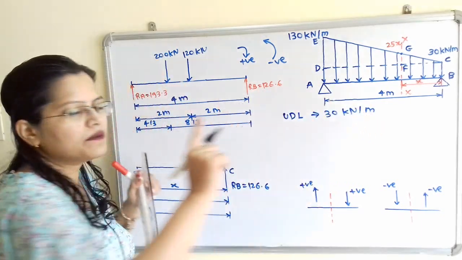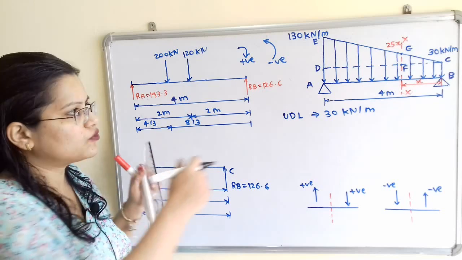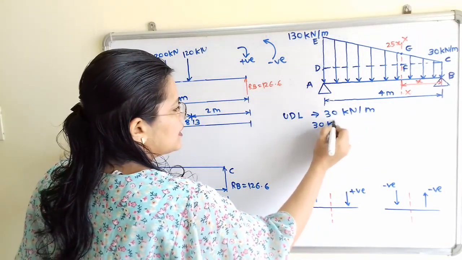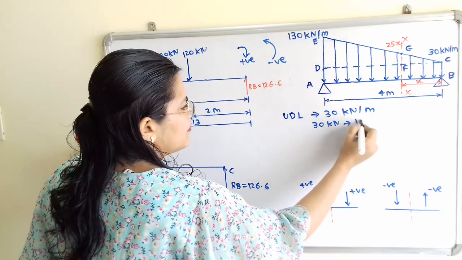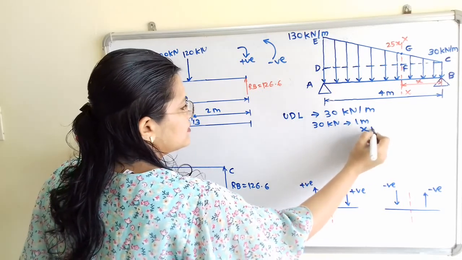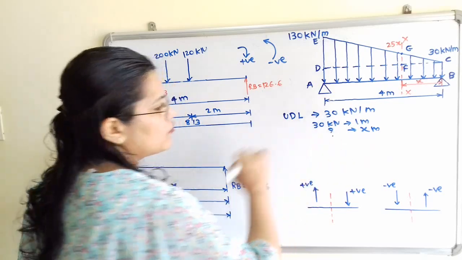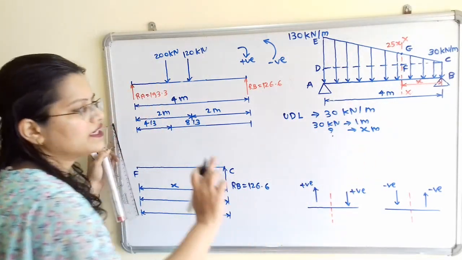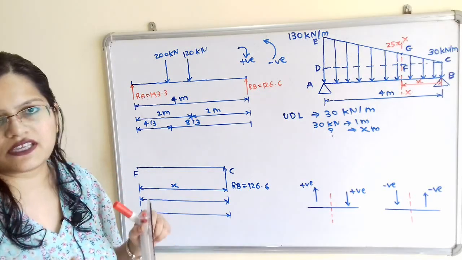That means for 1 meter, the load is 30 kilonewton. So the total distance x is given. So 30 kilonewton for 1 meter, and the distance is x meter, so we have to find out this load. By cross multiplication, it is equal to 30x kilonewton.